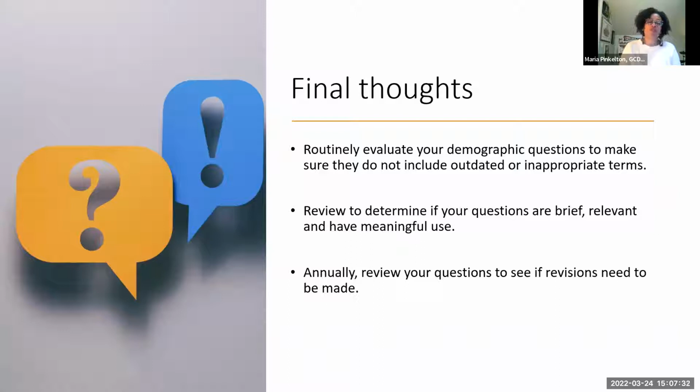We also want you to review your collections to determine if your questions are brief and relevant and have meaningful use. If you're asking questions of your audience that you're not really using in PPR, and you're not using it in any of your other reporting, or to inform what direction your state plan takes, you can consider removing that. We want the period of their experience with your council to be as brief and pleasant as possible, and no one likes a long survey. Also, annually review your questions to see if any revisions need to be made. Possibly there are new communities, new populations of people in different demographics than you have included on your forms. You will want to revise those to really reflect the population of the people in your community.